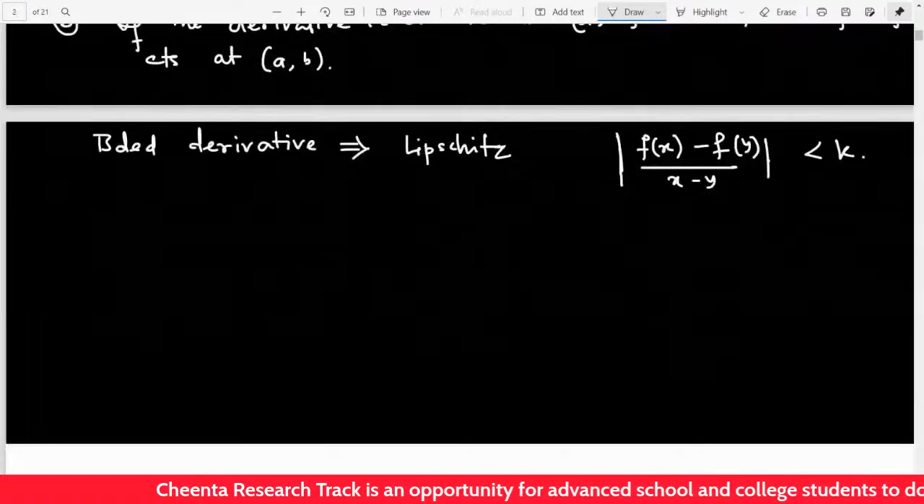After the mean value theorem, one of the very interesting things is Darboux's theorem. What Darboux's theorem gives you is an analogue of the intermediate value theorem for derivatives. So this is Darboux's theorem.